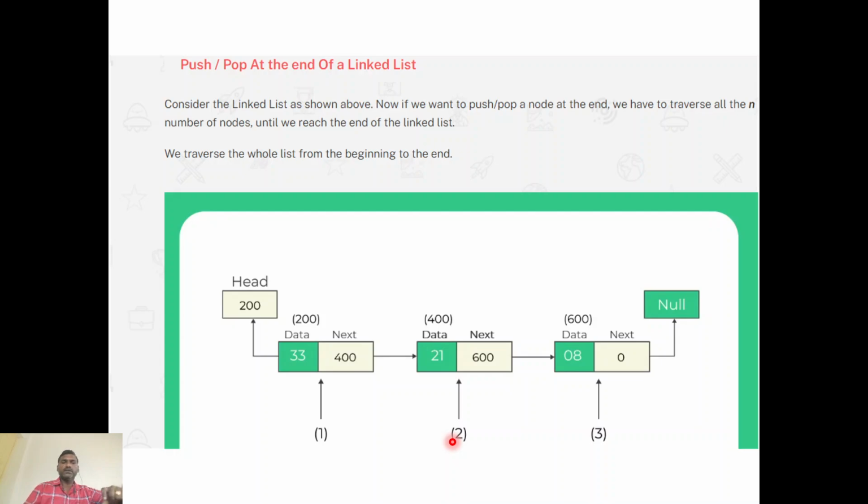If you want to perform any operation, whether push or pop, at the end of the linked list, we have to traverse all the n nodes, whatever the number of nodes is. We have to traverse from the beginning until we reach the end of the linked list, because we want to perform the insertion or deletion, push or pop operation, at the end of the linked list. We start traversing from the head till null. Once we reach null, we can perform the insertion operation.